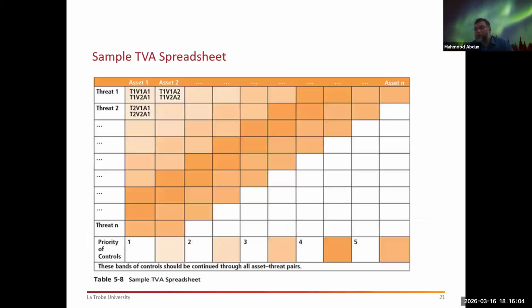Okay. Next comes, this is how a sample threat vulnerability asset matrix or spreadsheet looks. So pay attention. You can see that here we have a list of assets in the column, right?